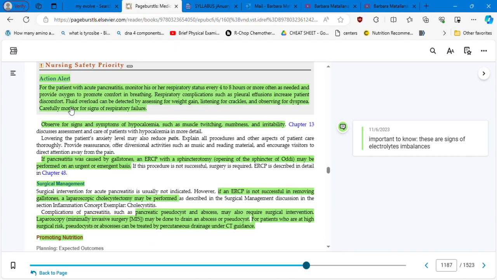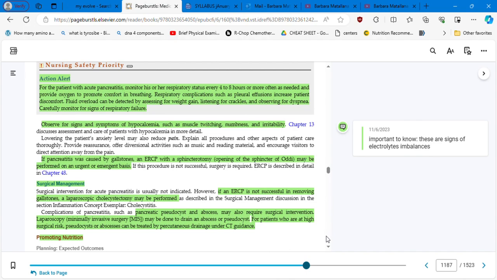Action alert for the patient with acute pancreatitis: monitor his or her respiratory status every 4 to 8 hours because of pleural effusion. Fluid overload can be detected by assessing for weight gain, crackles. So you need to do a very thorough respiratory assessment. Observe for signs and symptoms of hypocalcemia. So that's going to be your Trousseau sign.